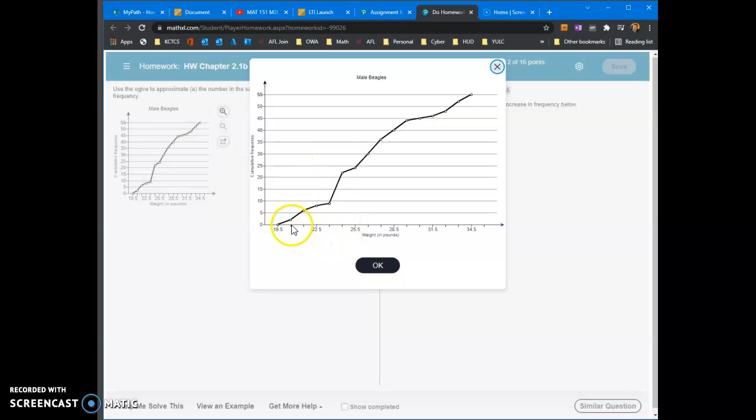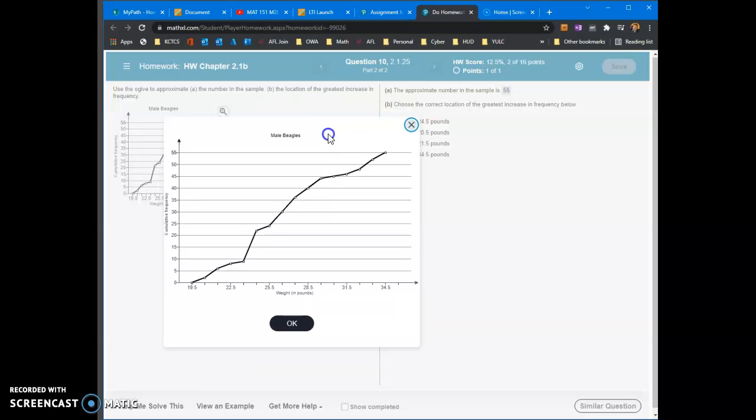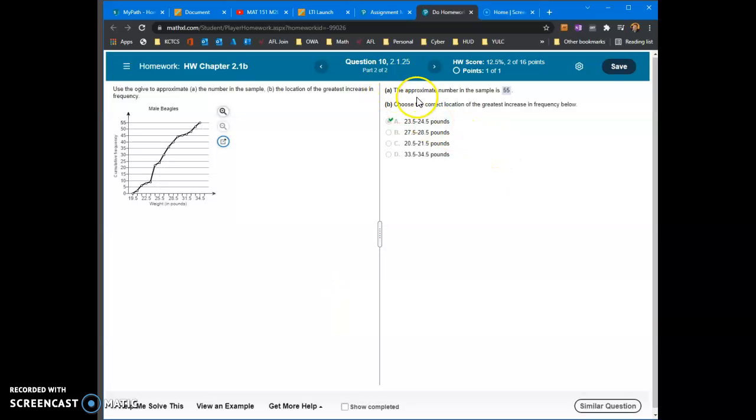So the first class has, it looks like, about 2. And then you add the next class, it looks like the next class had about 4. So that became 6, and you just keep adding them until you run out of classes, and that has the total number of data points you have, which in this case is 55, and that's what they're asking you here. Well, this is already done. The approximate number in the sample is 55, all right? That's the high point there.